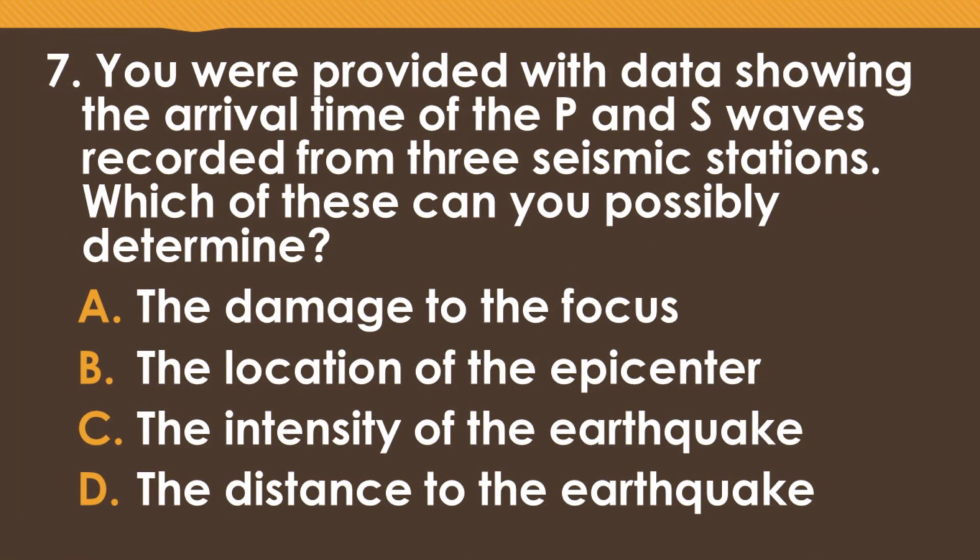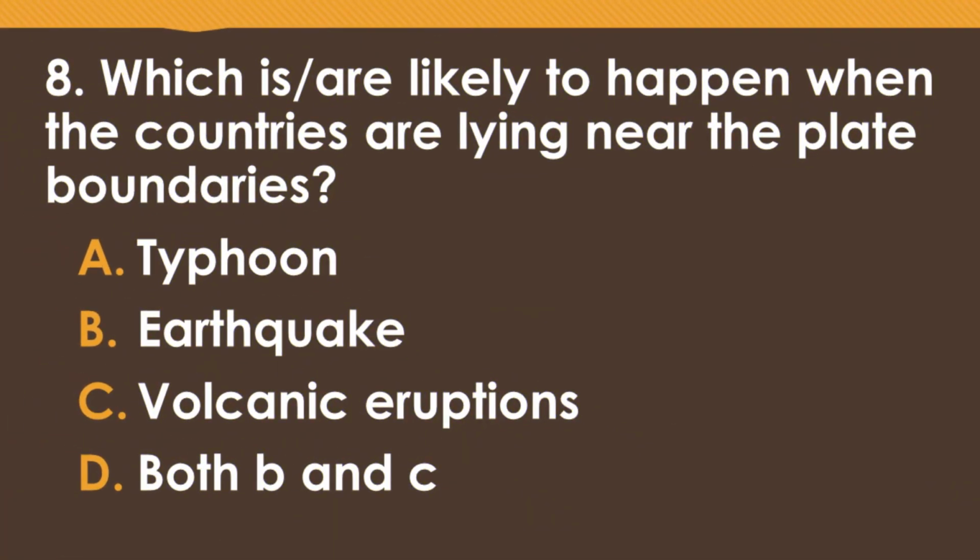7. You were provided with the data showing the arrival time of the P and S waves recorded from 3 seismic stations. Which of these can you possibly determine? A. The damage to the focus, B. The location of the epicenter, C. The intensity of the earthquake, D. The distance to the earthquake. 8. Which is or are likely to happen when the countries are lying near the plate boundaries? A. Typhoon, B. Earthquake, C. Volcanic eruptions, D. Both B and C.